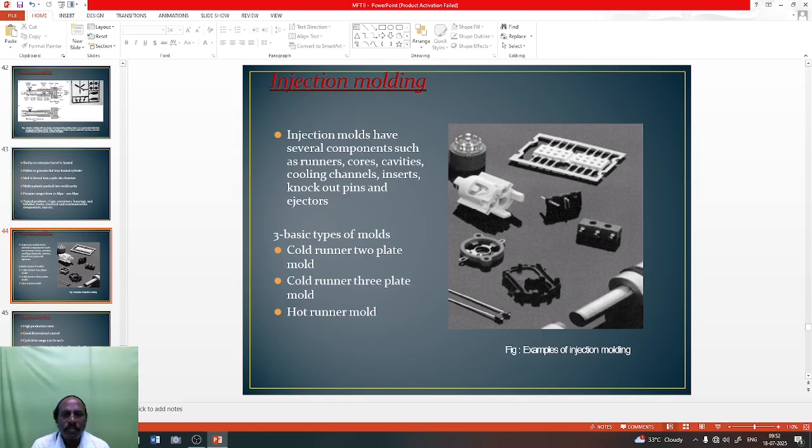Injection molding has several components such as runners, cores, cavities and cooling channels, inserts, knockout pins and ejectors. There are three basic types of molds: cold runner two-plate molds, cold runner three-plate molds, and hot runner molds. These are some of the components that are made by the injection molding process.